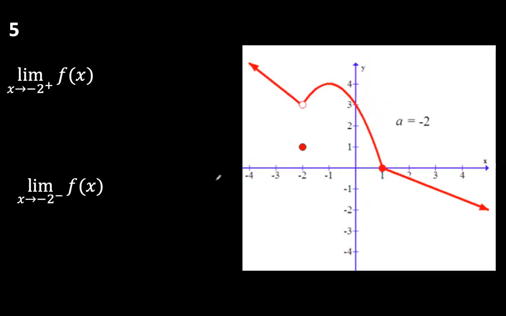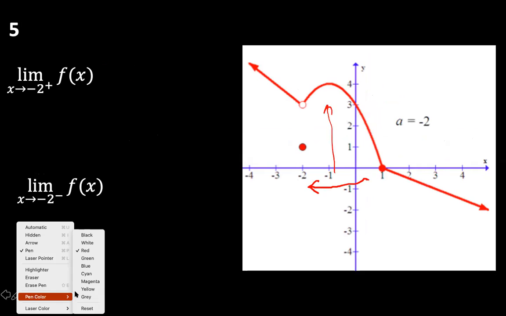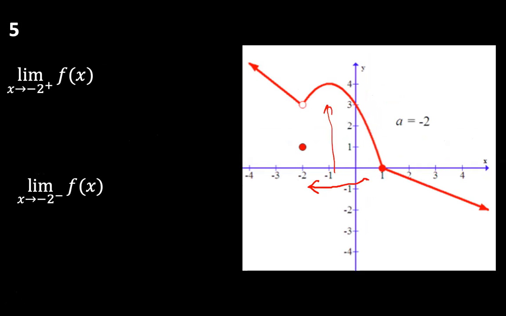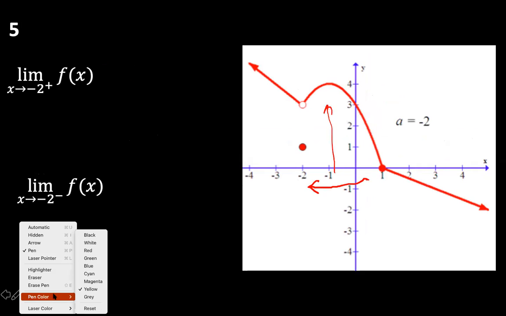Let's consider another example here. So the limit of f of x as x approaches -2 from the right. Here's the -2 from the right. Okay, from the right, here we go. So we're going to consider this. Well, let's use another color, yellow. Oh, no, not yellow. Let's use blue.